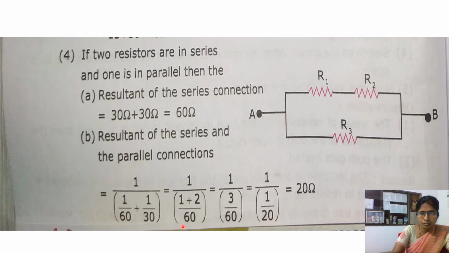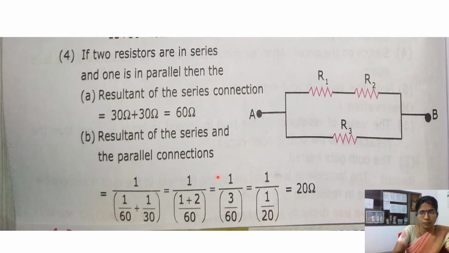Now see the calculation of the numerators. 60 is the LCM and the first fraction's denominator is also 60, so write the numerator directly, 1. For the second fraction, the denominator is 30, and 30 twos are 60, so we multiply this 2 with the numerator 1. So 2 into 1 is equal to 2. And here 1 plus 2 is equal to 3. So 3 by 60 is the fraction.